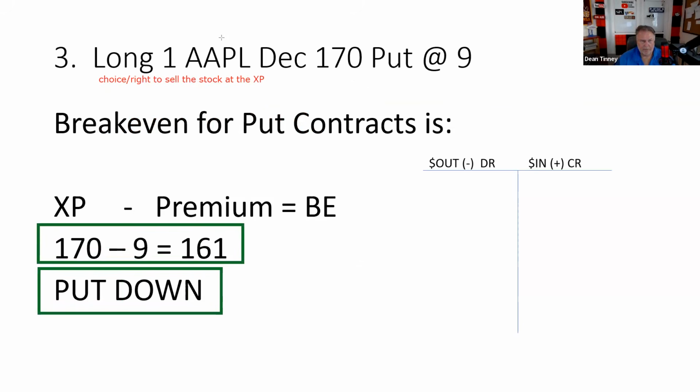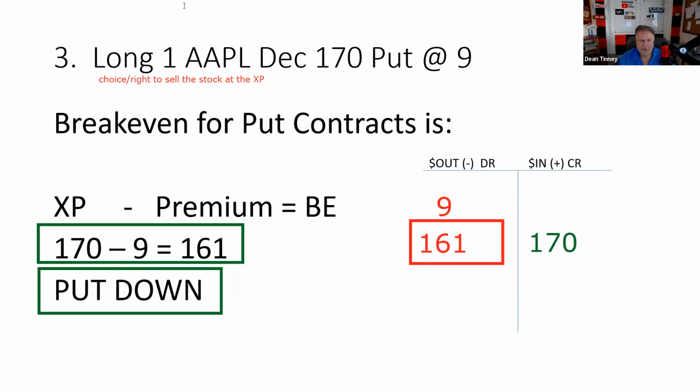Is that 9 points money out or money in? That's money out. And so remember, break even is the number that would make the columns balance. And so if I paid 9 points to be able to stick the Apple stock to somebody at 170, because that's what I have a choice to sell at 170, as we said, the break even has got to be a number that would make the columns balance, because that's what break even is, same dollars out as dollars in.